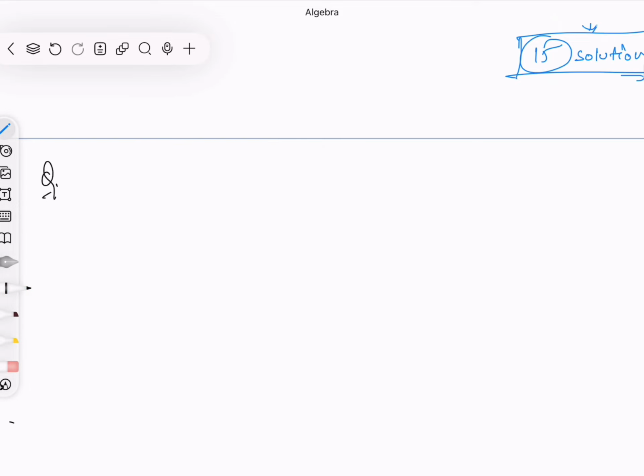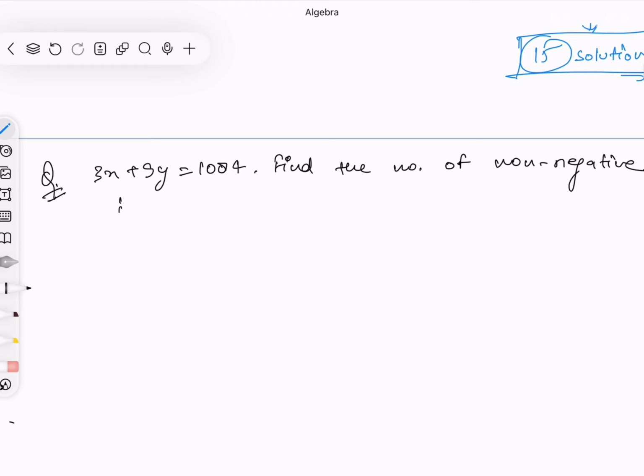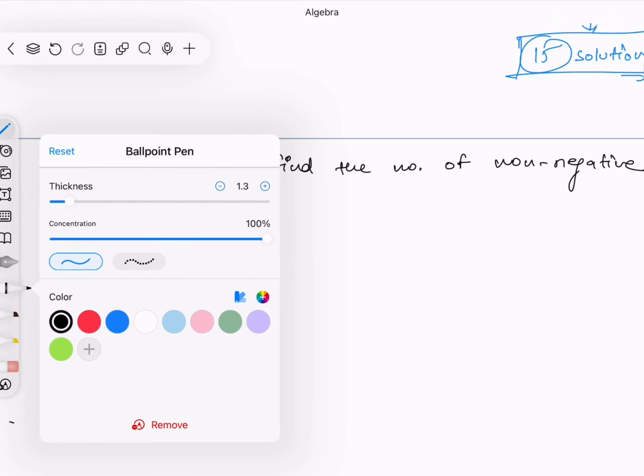You have this equation 3x plus 9y equals 1084. Find the number of non-negative integral solutions. This is the question that you have. Pause the video and solve it. Let's see the solution.